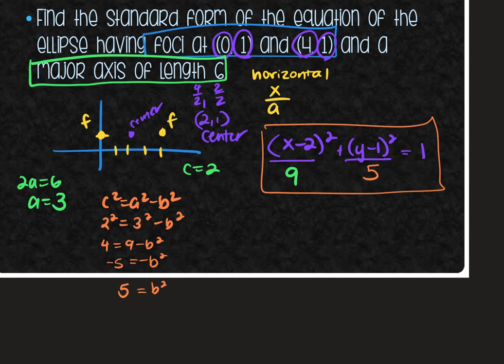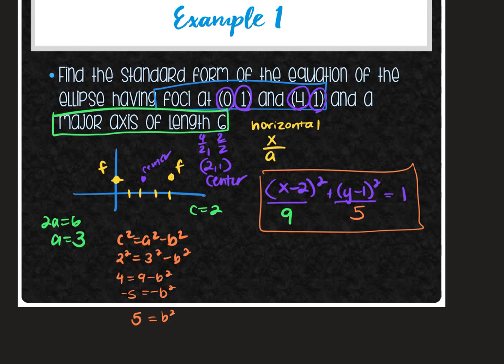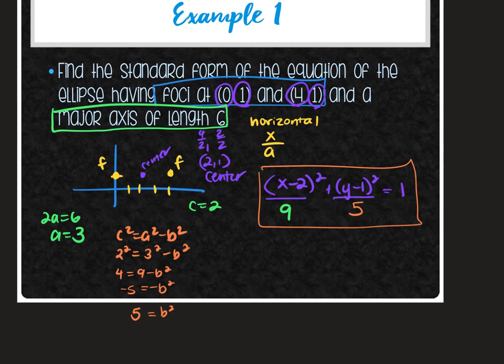For your major axis length of 6, why'd you do 2a? Because major axis is 2a, minor axis is 2b. Oh, okay. What did you get the C? The c was the distance from the center to the foci. So from 2, 1 to either of the foci, you're going to the right 2 or to the left 2.